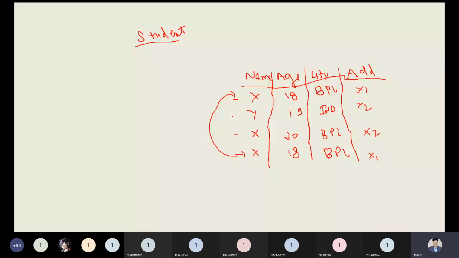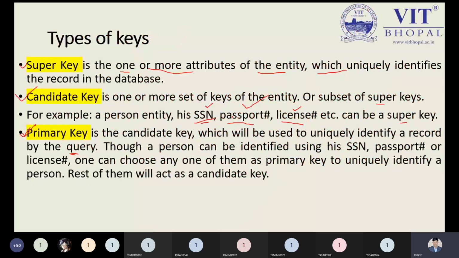This is my point. But before understanding the primary key, let us understand the concept of the super key and candidate key. So what is a super key? It is one or more attributes of the entity which uniquely identifies the record in the database.